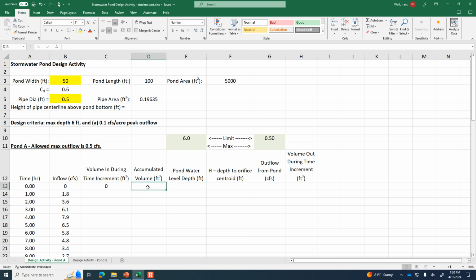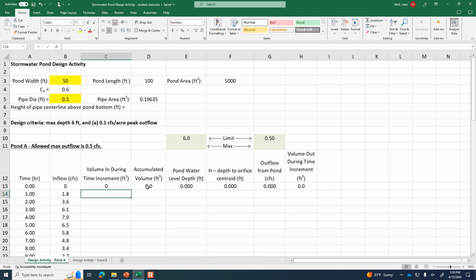The accumulated volume for the first 2 rows is just going to be the volume in. But then once we start having flow out, we're also going to account for the previous accumulated volume, the volume in, and the volume out. So at time 0, there's no accumulated volume. The pond is empty at time 0, so you can just put in 0 for that. The water level is at 0 when we begin. The depth of the centroid, 0. Outflow from the pond is 0. The volume out is 0.